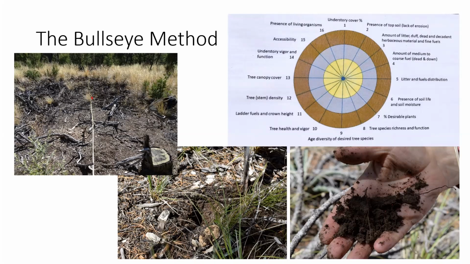Tree stem density, peak cover, understory vigor and function, the accessibility of the terrain, which is important to understand whether you can actually apply the management measures that are the result of this analysis, and the presence of living organisms on the soil. How much wildlife do you see, or how much small insects or worms do you really see in that area, because they all tell you something about the biological activity on and in the soil.